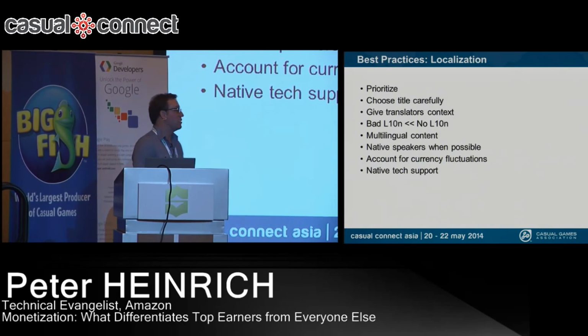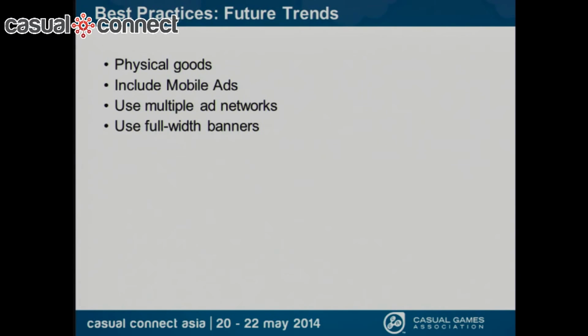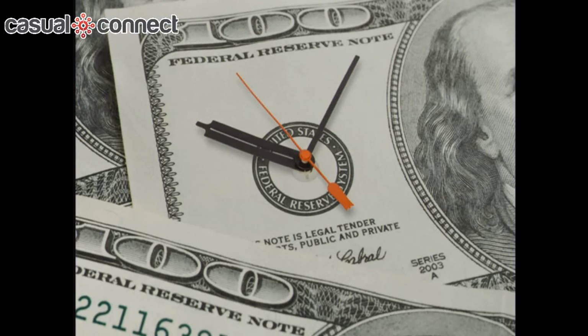As far as localization, I'll just call out one: bad localization is much, much worse than no localization. I don't think anybody in this room is concerned about localizing, but when you do, make sure you do a good job. And then as far as future trends, try physical goods in your in-app purchase, use multiple ad networks, and just practically speaking, make your banners nice and big.